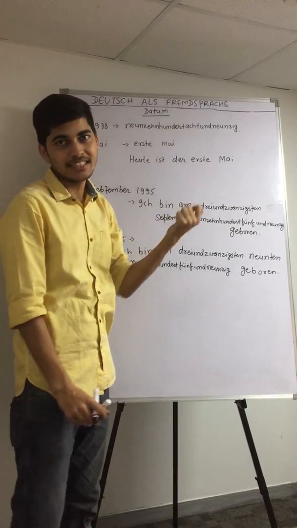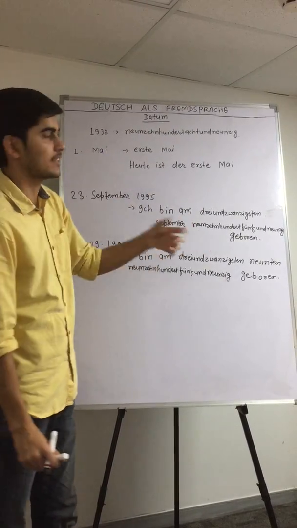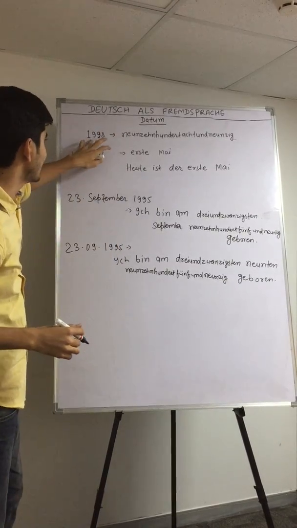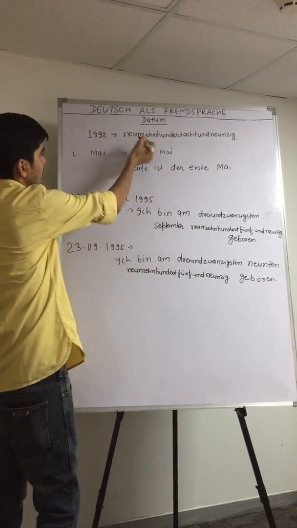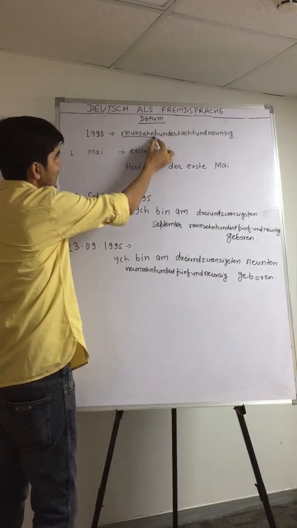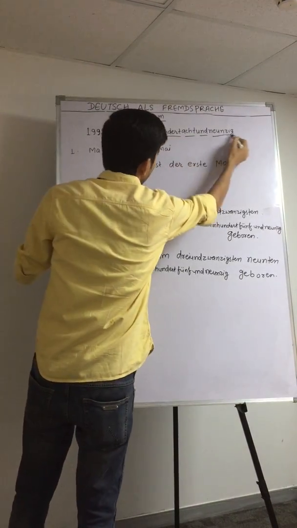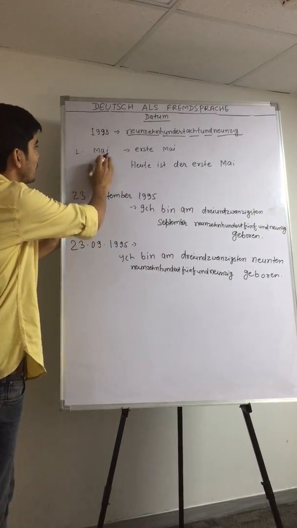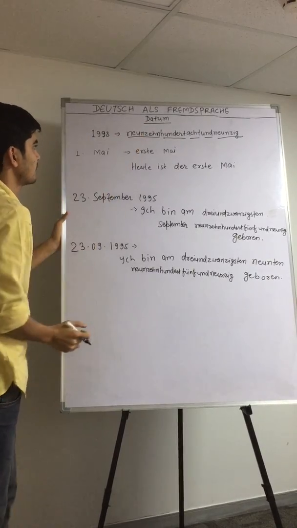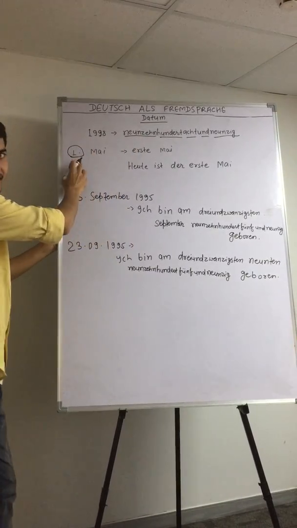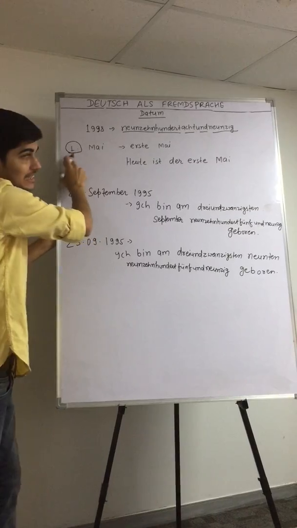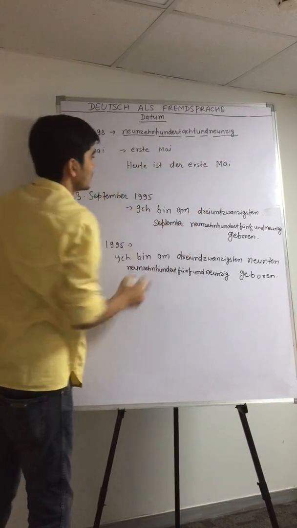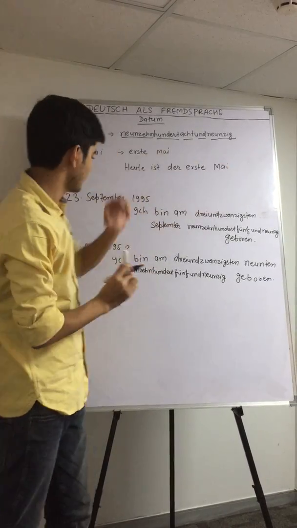So the Datum is a different way of telling the date. The first way is, zum Beispiel, 1998. But 1st of May, how do we tell 1st of May in German? This one is 1. Mai, Ordinalzahlen. 1. Mai, heute ist der 1. Mai. Today is 1st of May.